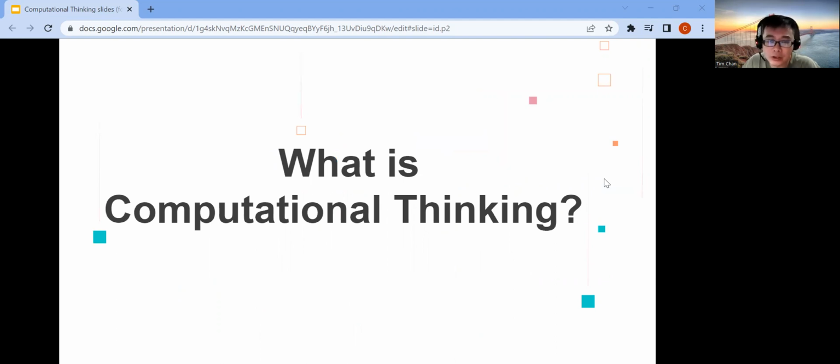So first and foremost, what is computational thinking? Firstly, it is not about thinking like a computer. Instead, it is actually a problem-solving technique that helps you to solve problems. Can you think of times when you have a problem and you're not too sure how to approach it? Computational thinking can teach you how to think about problems so that it's easier for you to solve.